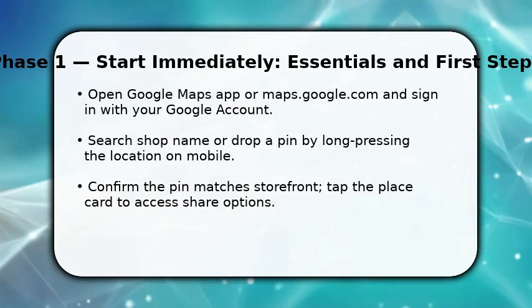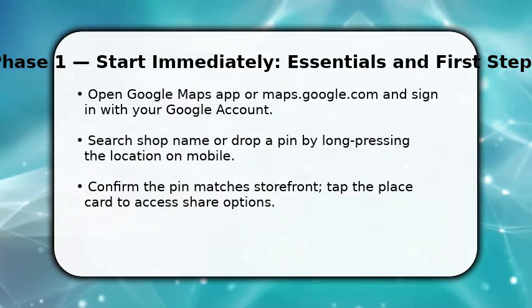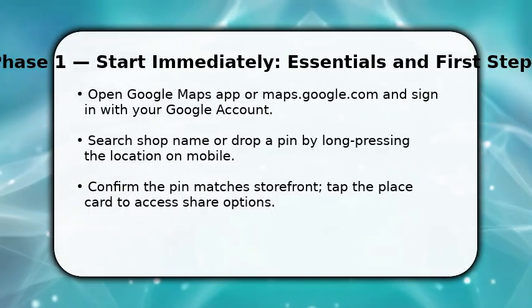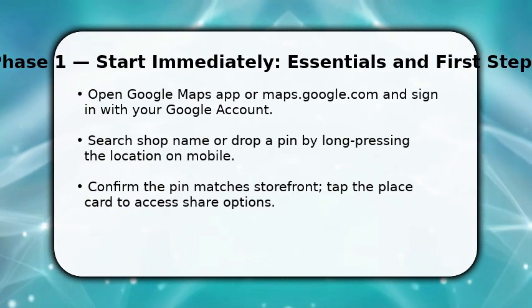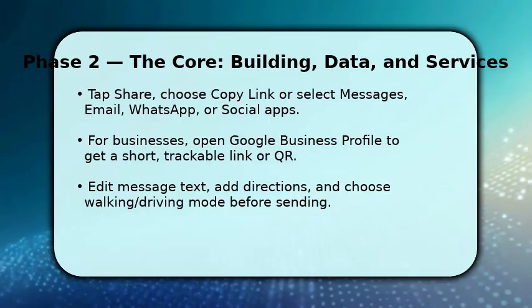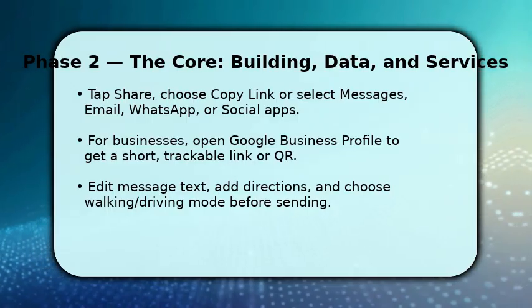Once the place card appears, glance at address and hours to verify accuracy, and then tap the share icon to reveal link and messaging options. This moves you directly into distribution. After tapping Share, you choose Copy Link for manual use or pick an app to send instantly. Copying gives you flexibility to paste into posts or SMS.